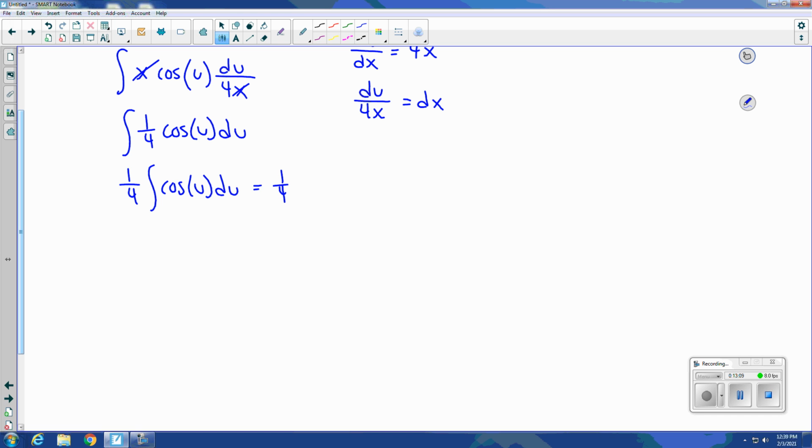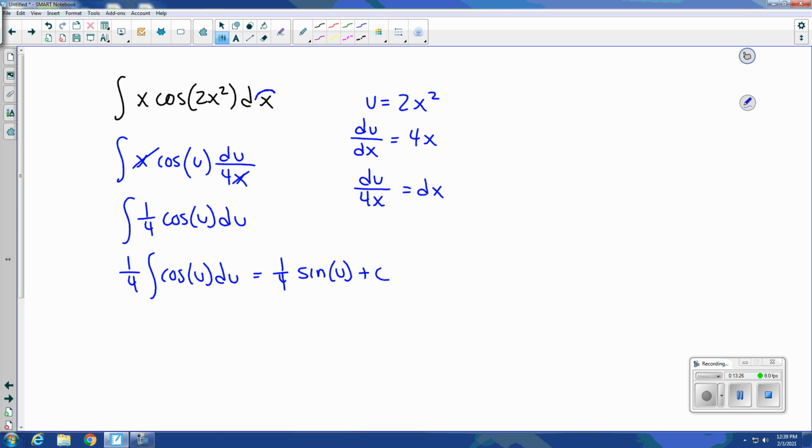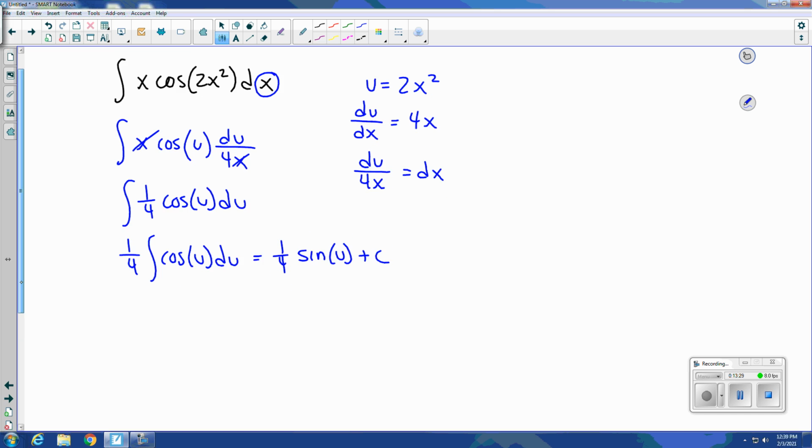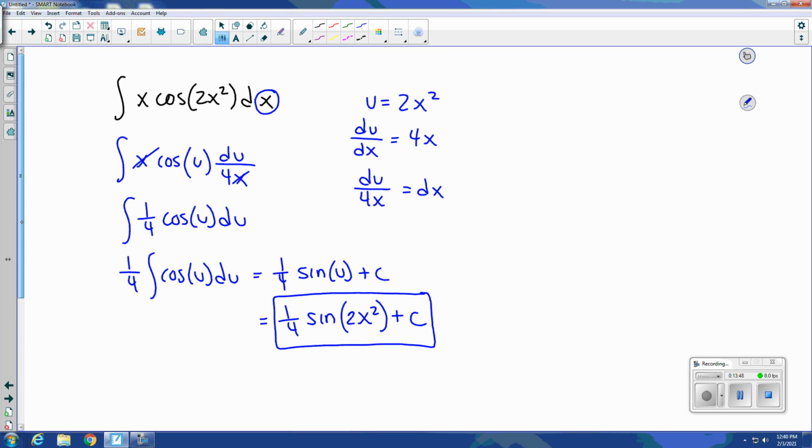So what's the antiderivative of cosine in terms of u? It's going to be sine u, and then plus c because we're evaluating an indefinite integral, so don't forget that constant of integration. However, the last step, and a necessary step: the original problem is asking us to integrate with respect to x. So our answer should be a function in terms of x. So let's just back substitute what we set u equal to. There is our final answer. So we used u substitution successfully to evaluate the integral.